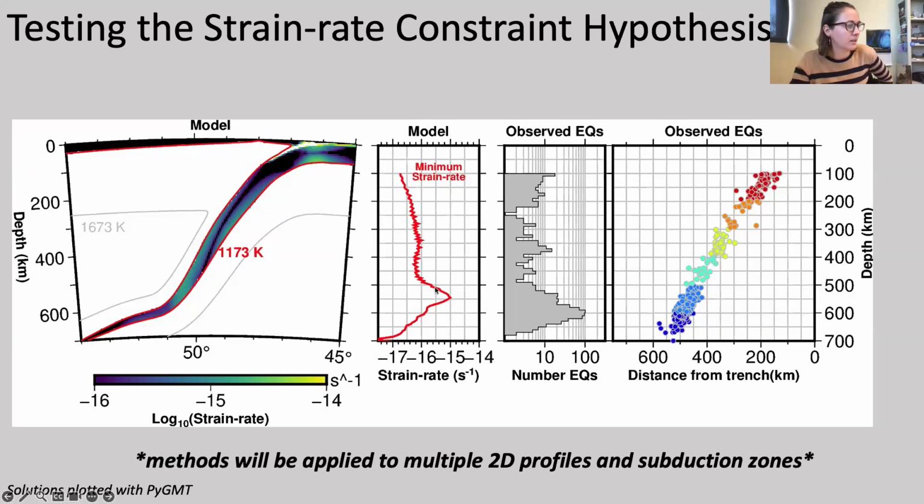With this initial testing, you can see that there is a little bit of misalignment, but in general, our highest strain rates are below 500 kilometers depth, and that is where our highest number of earthquakes are. And so this is just demonstrative of the utility of this location-specific method. But to really test the strain rate constraint hypothesis, I'm applying these methods to multiple 2D profiles along strike within a subduction zone, and then also looking at multiple subduction zones, since, like I showed, different subduction zones exhibit different depth distribution behavior.